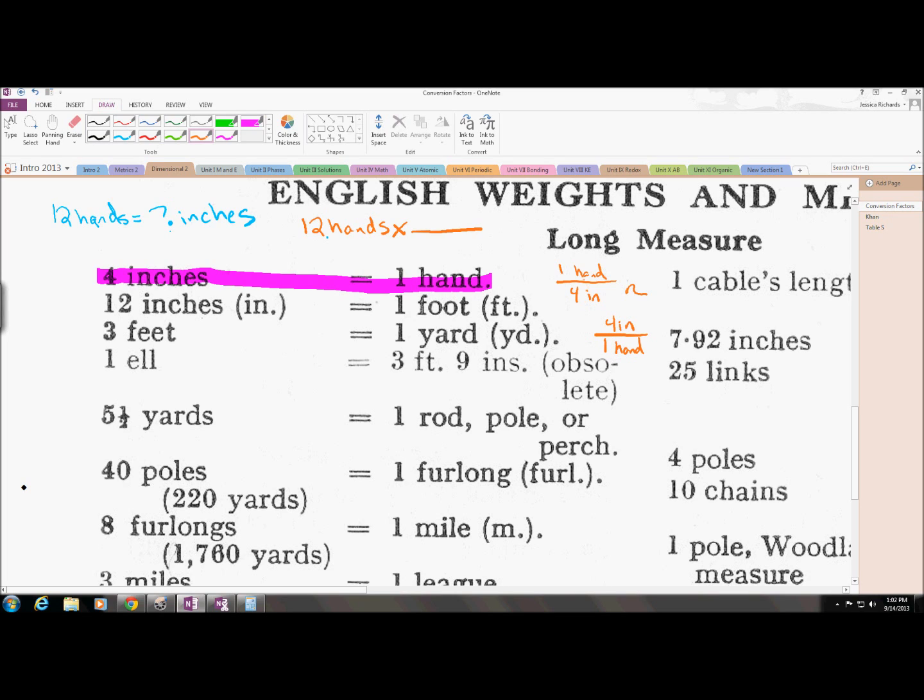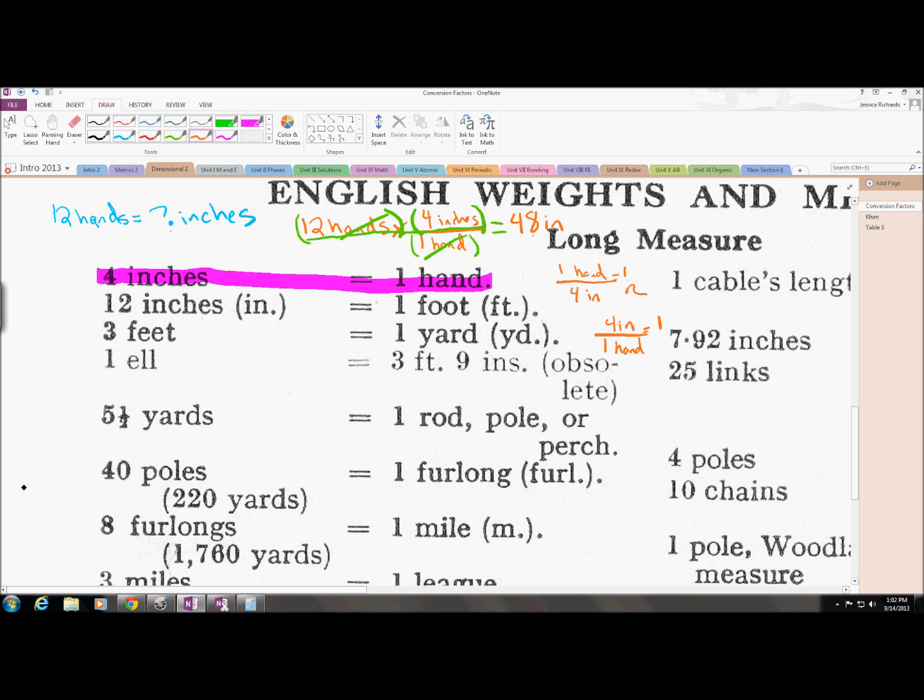And I need to know which one to pick because both of these equal 1, right? That's the same thing, so that's 1 and that's 1. The one that I want to pick is the one where hands are on the bottom. If I put the 1 hand on the bottom and the 4 inches at the top, then the hands are going to cancel. Hands divided by hands cancel. Because remember, we're multiplying here. Pretend this line goes all the way across the whole thing. So you just have 12 hands times 4 inches over 1 hand. The hands cancel. I have 12 times 4. That's 48 inches.